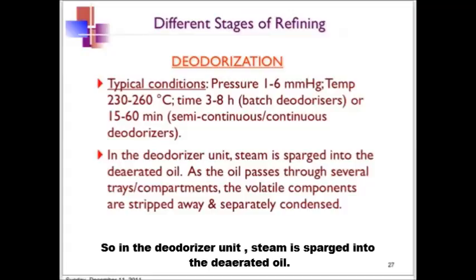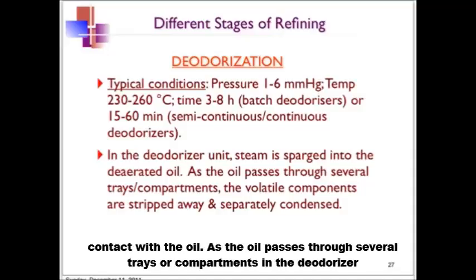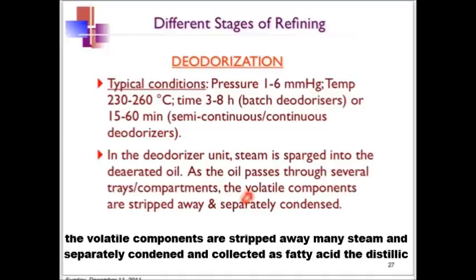So in the deodorizer unit, steam is sparged into the deaerated oil. The oil is deaerated to remove the air, so that it will reduce oxidation, especially at high temperature in the deodorizer. And the steam will come in intimate contact with the oil. As the oil passes through several trays or compartments in the deodorizer, the volatile components are stripped away by the steam, and then separately condensed and collected as the fatty acid distillate.